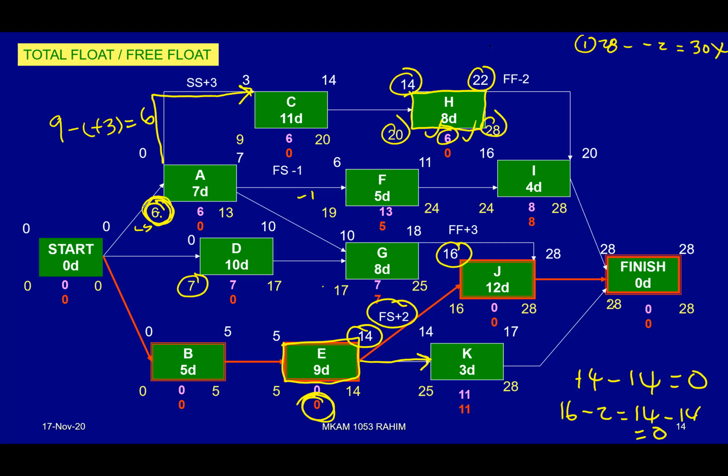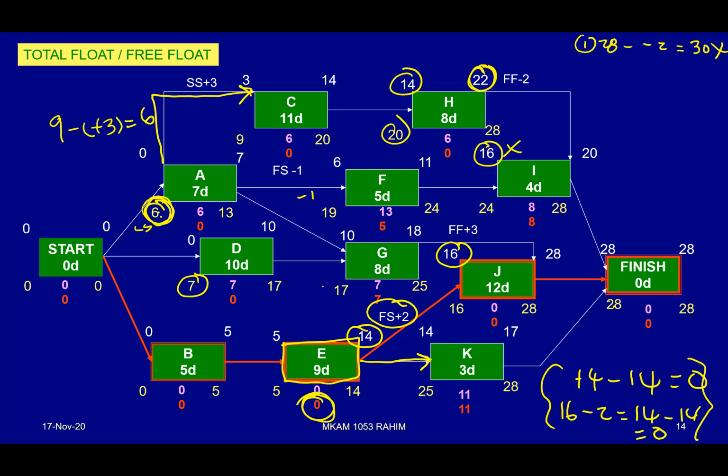Okay, free float. You notice that you cannot make a comparison. Free float, as in this definition, we cannot compare 16 with this value. How do you compare? You simply cannot compare, because you need to take into consideration the type of relationship that goes into those activities, plus lead and lag, in order to consider the free float as well.